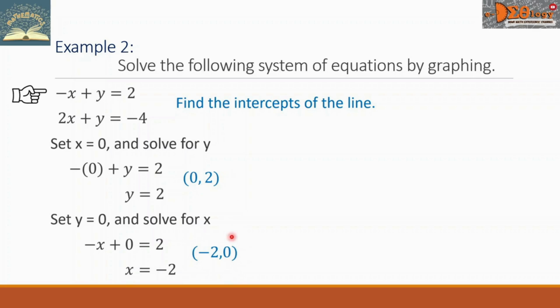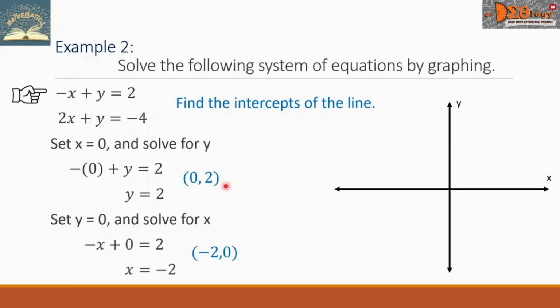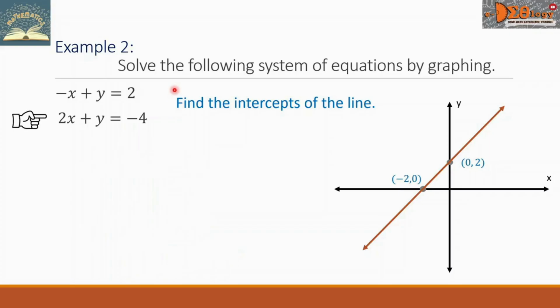Let us now plot the 2 points and connect this to form the line. This point 0, 2 is here. The point negative 2, 0 is here. Connecting the 2 points, we have this line representing this first equation. What about the second equation?